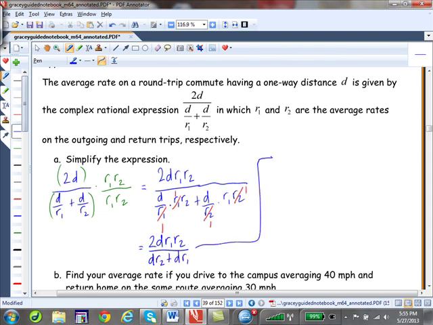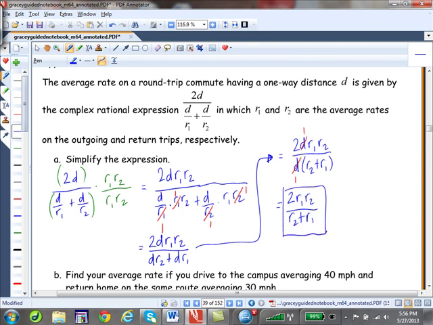Now what do you notice about that denominator? Exactly, we can factor out a d. So the numerator is still 2d r1, r2 all multiplied together. And then if we factor out a d, we're left with r2 plus r1. So the d's will divide out to be 1. So at the end of the day, we'll have 2 times r1 times r2 over r2 plus r1. That is the simplified form.